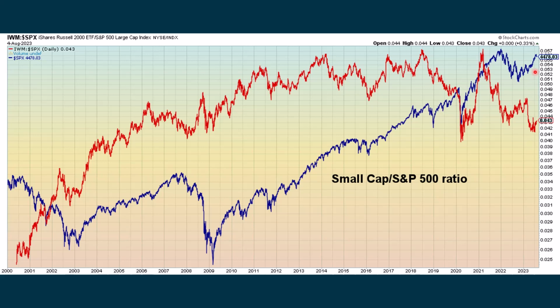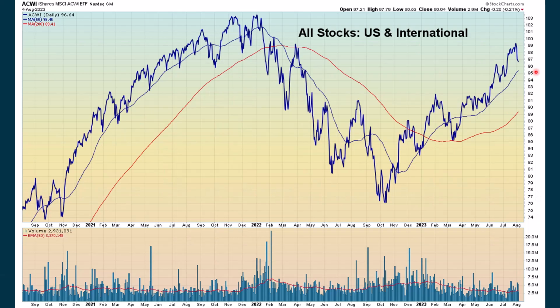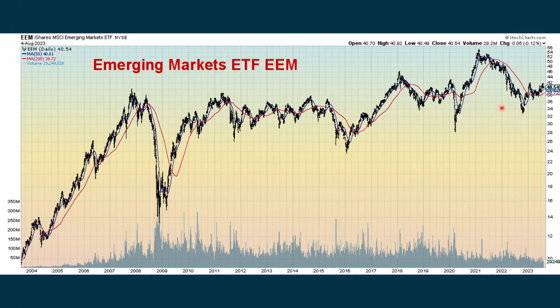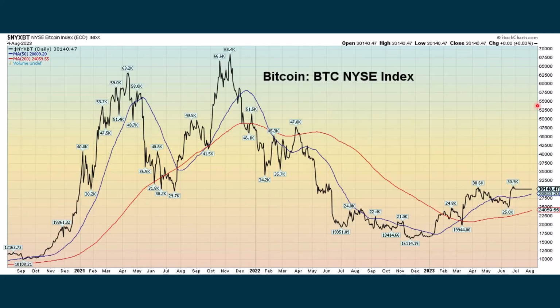And we compare small caps to the S&P 500, that's the red line. We want to see this red line really go up. That would suggest a more positive environment. The blue line is the S&P 500. All stocks, which not only looks at U.S. stocks but international stocks, saw some recent weakness but is still in an uptrend. Emerging markets, chopping more or less sideways but still in an uptrend.